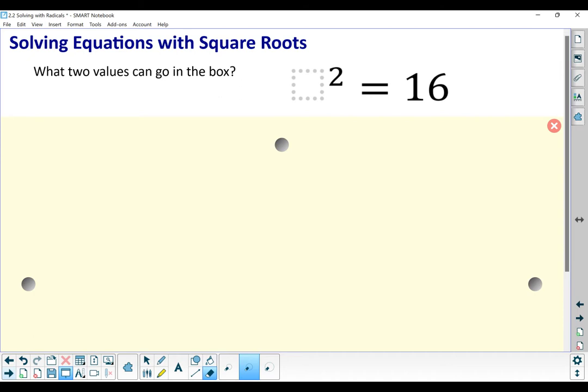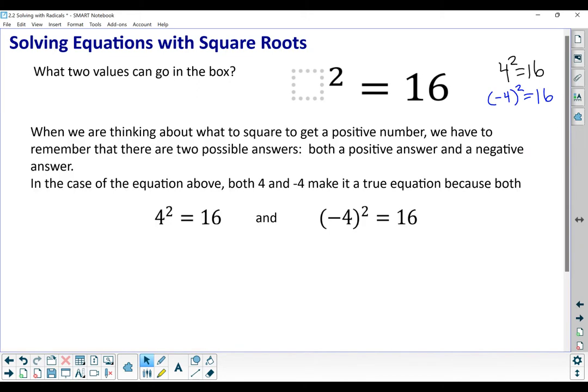So I have a little equation right here with this empty box, and I'm wondering what two values can go in that box. Well, right away, probably what most people think of is 4, because they know that 4 squared gives you 16, but you are a sophisticated math student, so you probably also realized that if we square -4, we get 16. So those are the two values that could go in that box to make that equation true.